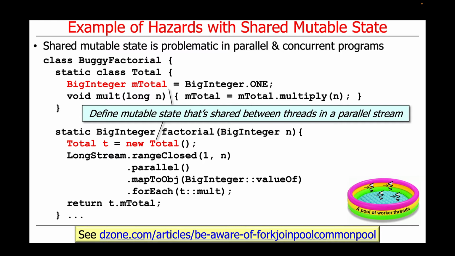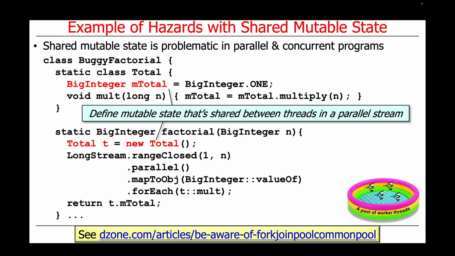If you take a look, you can see that the mTotal field of type BigInteger is defined in the Total class, and then a single instance of that Total class is defined as a local variable inside the factorial method in the BuggyFactorial class.